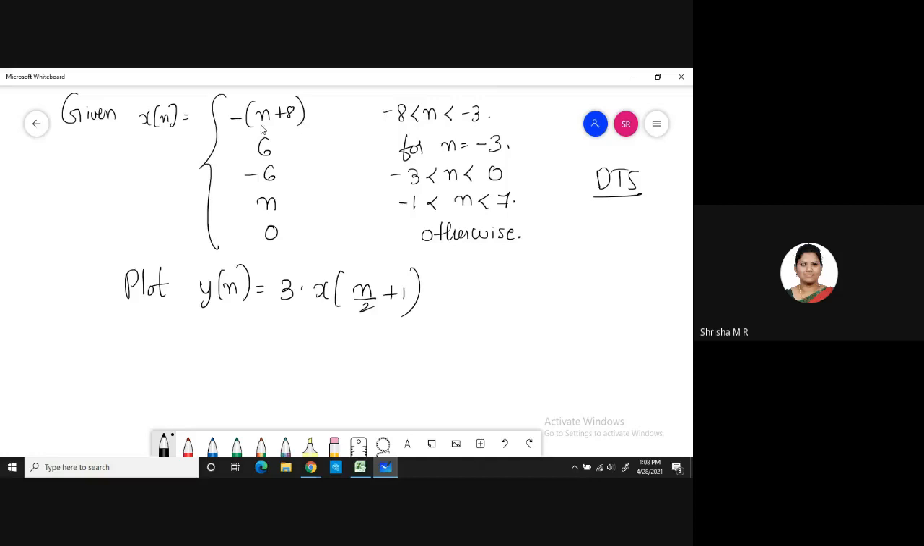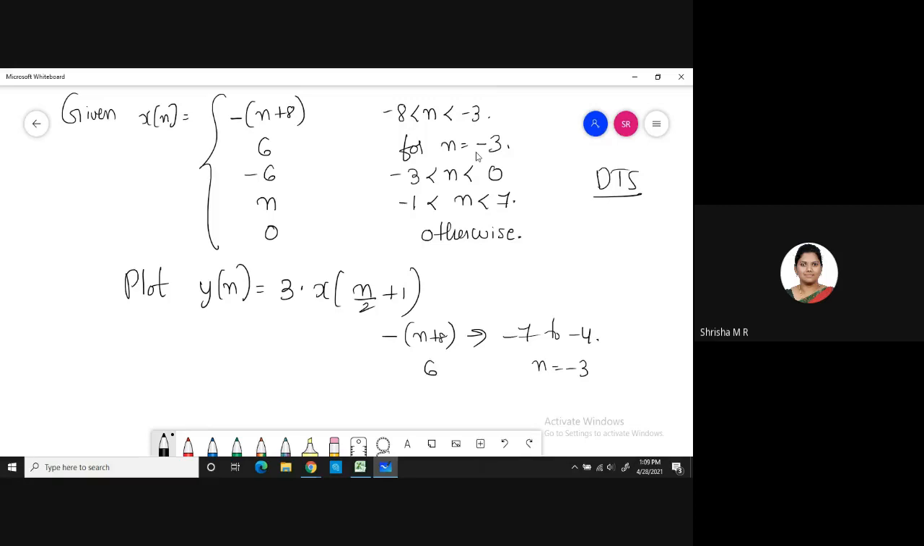So the amplitude x of n is equal to minus of n plus 8 for n greater than minus 8 and less than minus 3. So from where to where is it minus n plus 8? From minus 7 to minus 4. Got it? First one, it is minus of n plus 8. Substitute the value of n and plot it. Then at n is equal to minus 3, the amplitude is 6.